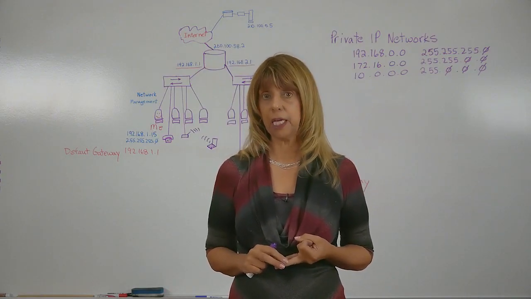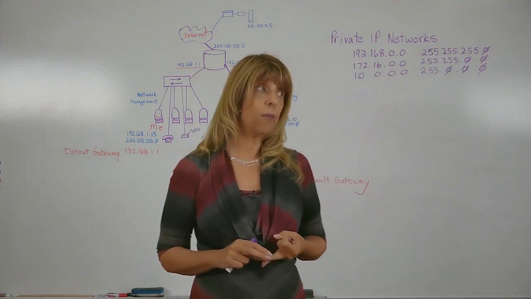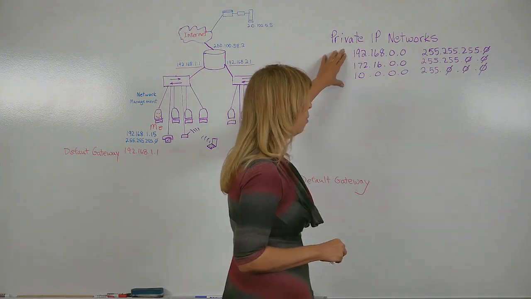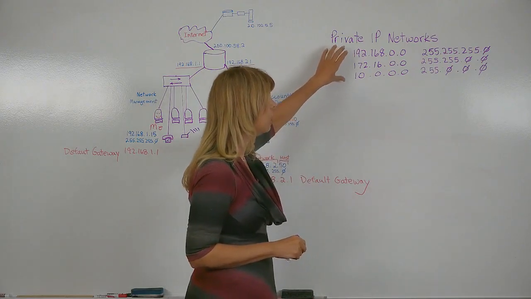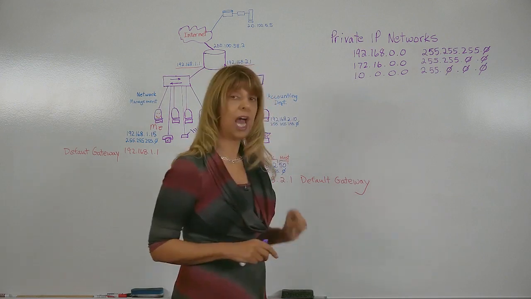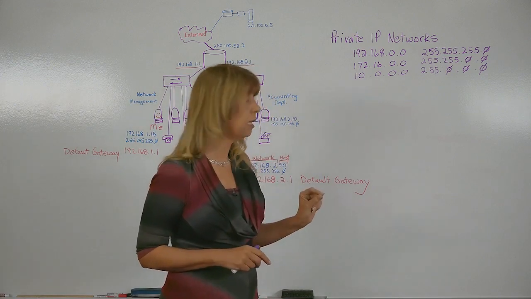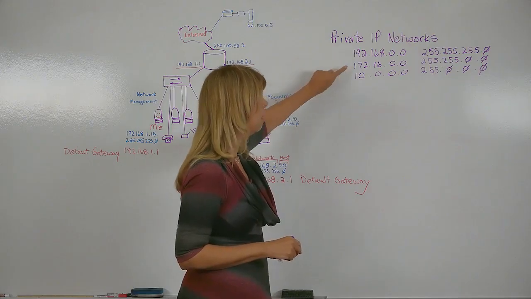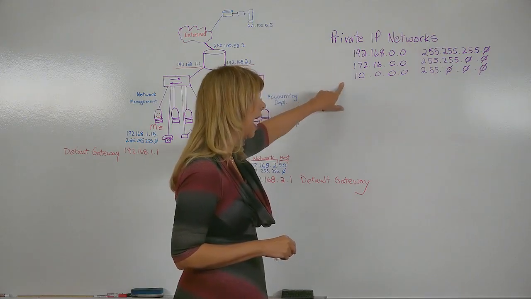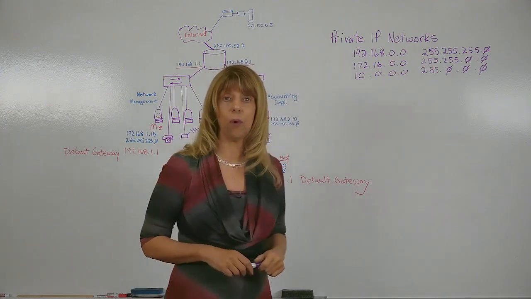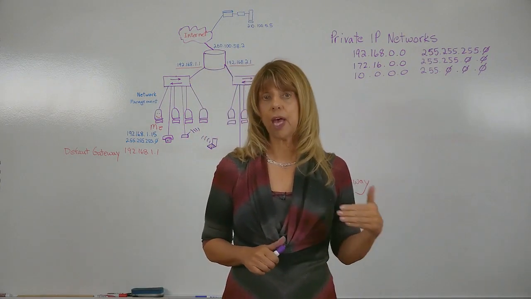registered public IP address. Now, the people who designed IP reserved certain networks that you could use within your enterprise, but they will not route across the internet. Those addresses are 192.168, 172.16, and 10.